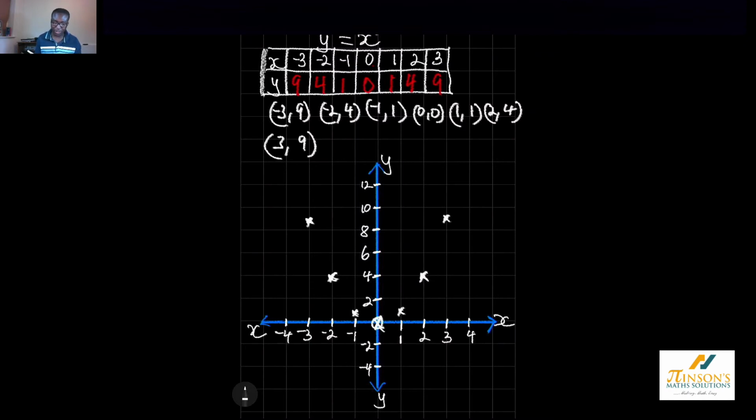Let's check that we've plotted the correct number of coordinates. We've got 1, 2, 3, 4, 5, 6, and 7 points that we're supposed to plot. Let's count. 1, 2, 3, 4, 5, 6, and 7. So we are definitely right. We then join our plotted points with a smooth curve, making sure it goes through each point perfectly. You don't need to use a ruler, it's freehand. Okay, so this graph that we've just drawn is called y equals x squared.